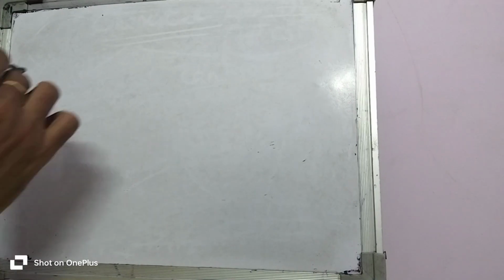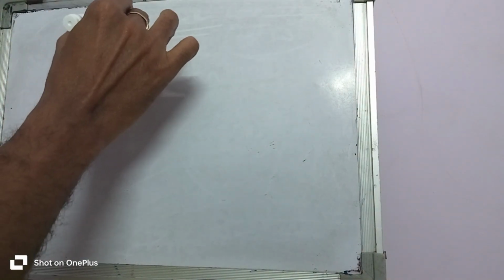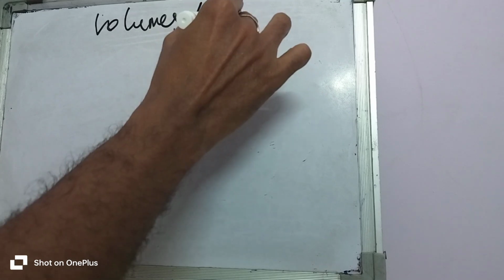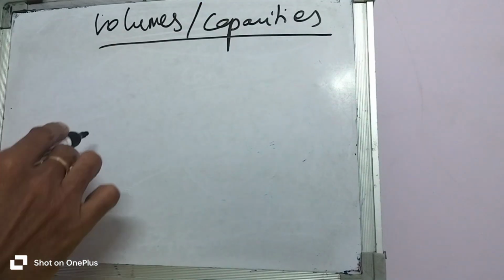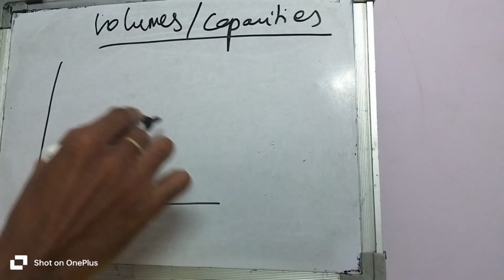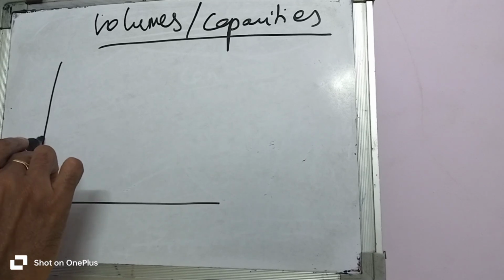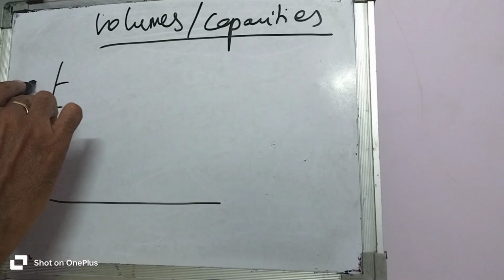Now a note on the lung volumes and capacities. This was explained by the spirogram. The spirogram shows the lung volumes and capacities. It is a record of lung volumes and capacities.